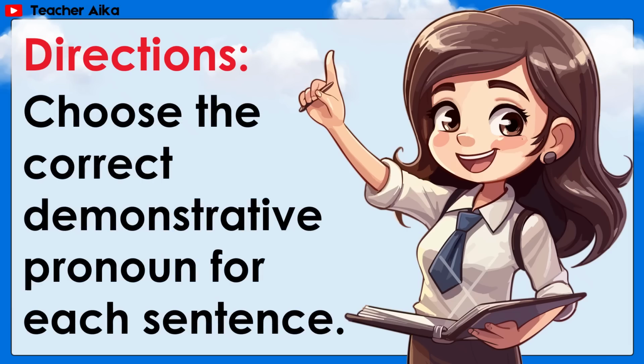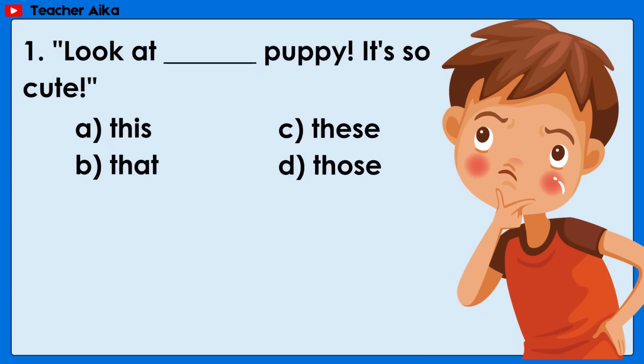Directions. Choose the correct demonstrative pronoun for each sentence. Number 1. Look at blank puppy. It's so cute. A. This. B. That. C. These. Or D. Those. Answer: A. This.